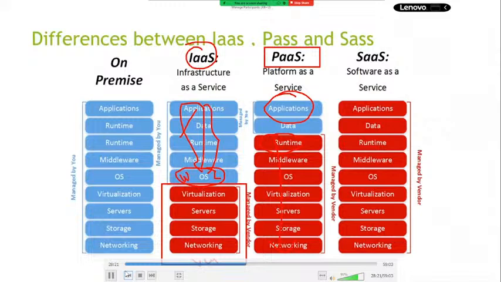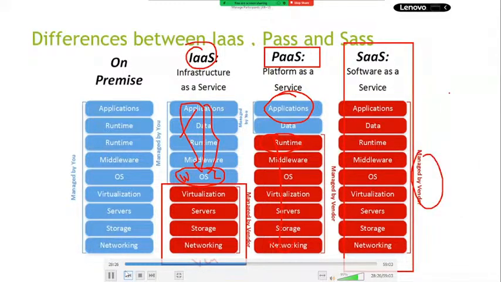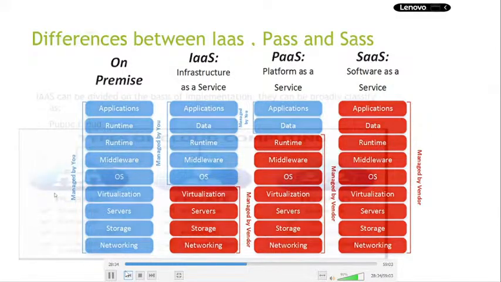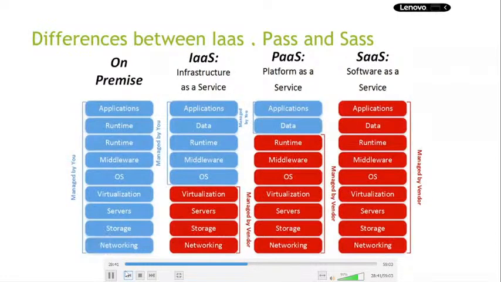Next, Software as a Service. See, nothing is in your hand. Everything is managed by the vendor. You just have to consume whatever they have provided. That's it. That is the difference between on-premises and cloud computing.